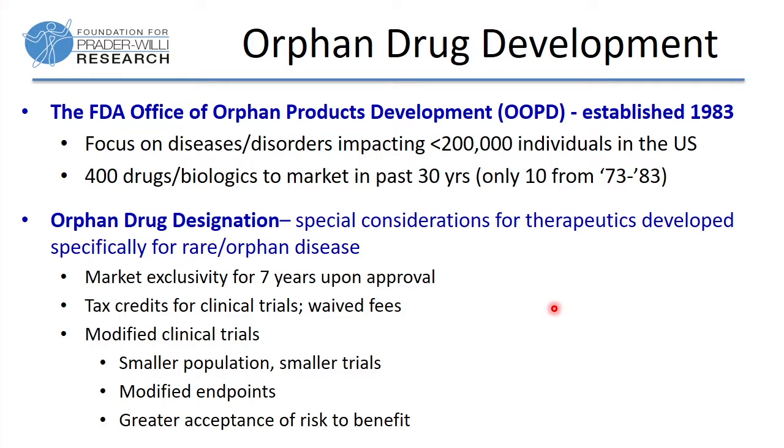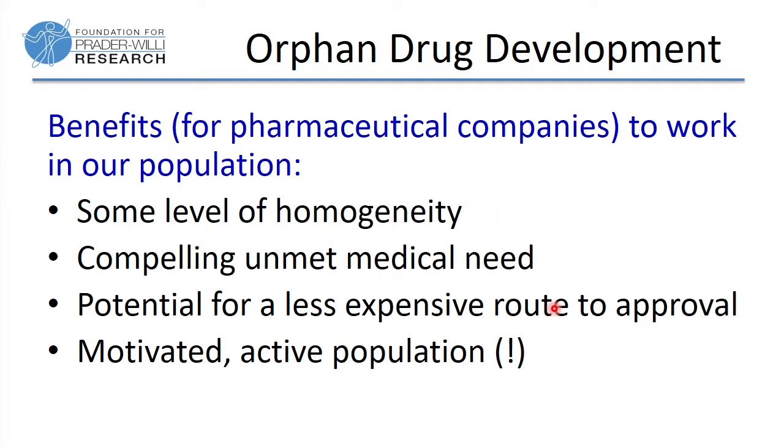And rare diseases are defined as a disease that impacts less than 200,000 people in the US. That's the FDA's definition. PWS, we estimate there's about, if you do the numbers, about 20,000 individuals. So we're within the orphan drug designation.